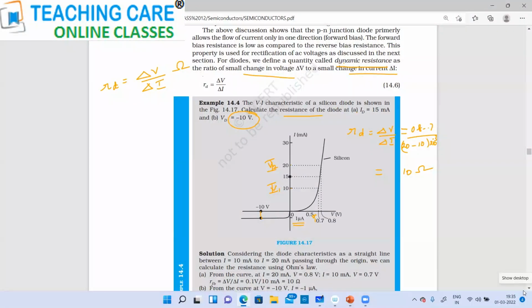Like over here you've taken 0.8 minus 0.7. So where did you get that 0.7 from? Here we can take, if it is a particular value, very small, delta V tends to 0, like that we have to take at a particular instant. Very narrow.